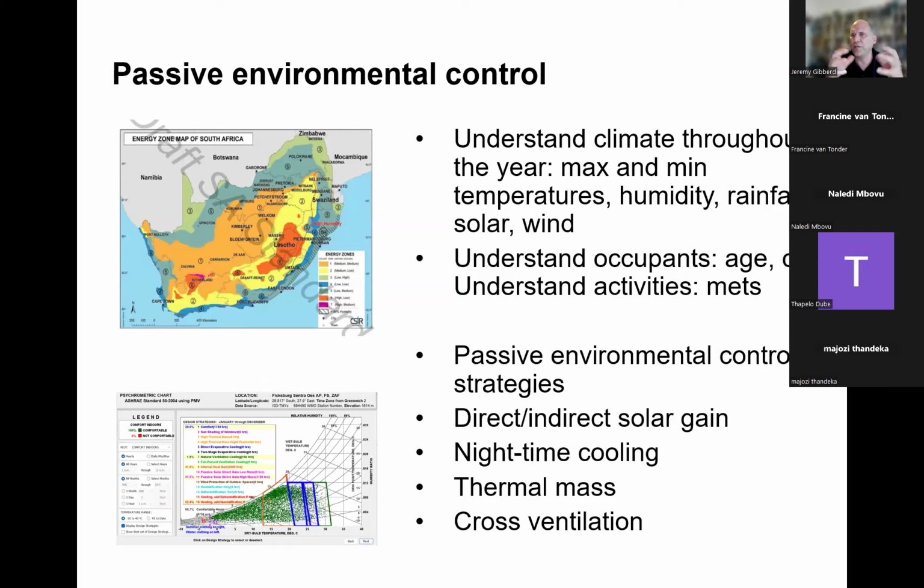So if it's a gym, there's lots of activities, people are not wearing much, so the clothes are low, and really have this picture throughout a full year of all the things that are going on. And once you have got both of those sets of information, you can then develop very responsive passive environmental control strategies. And there's very nice software. Again, I think a lot of your lecturers probably have told you about this, where you can plot every day of the year on a graph.